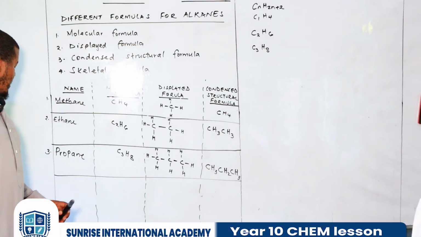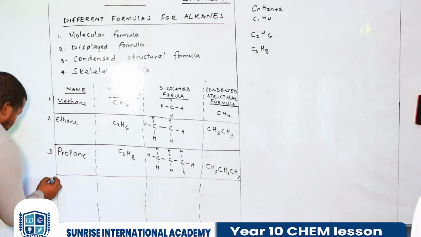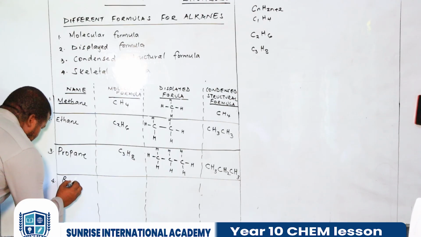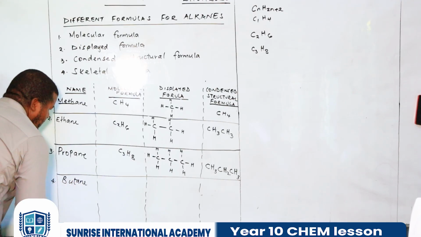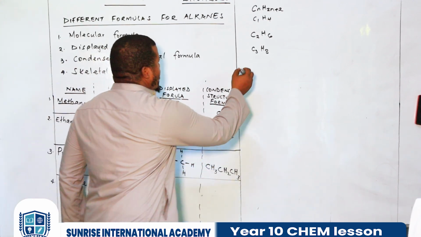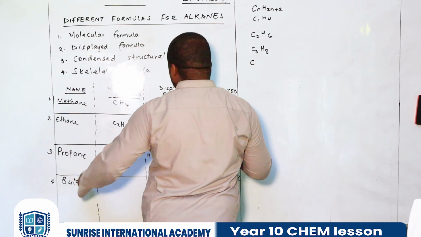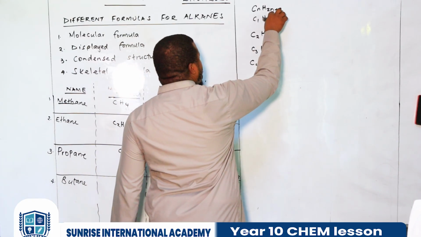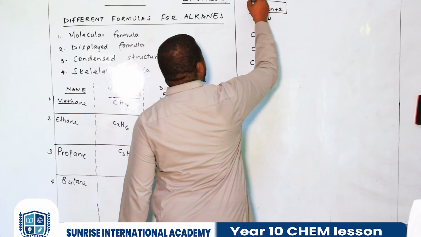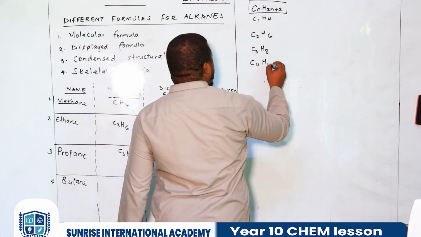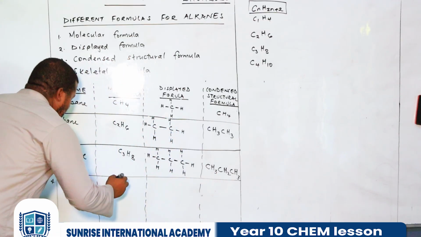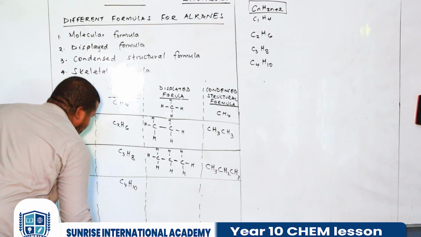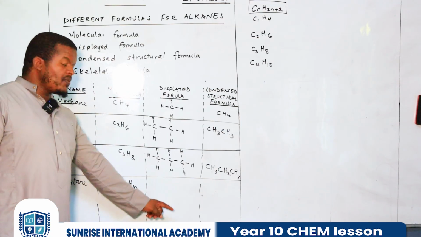So, let's go to butane swiftly. Butane. All right. Formula, let's find out. Butane, 4 carbon atoms. C4H, 4 times 2, 8. Remember this general molecular formula. 8 plus 2, 10. So we're going to have C4H10.